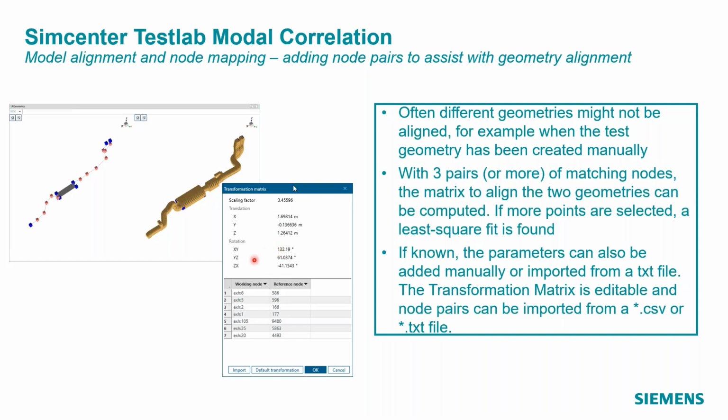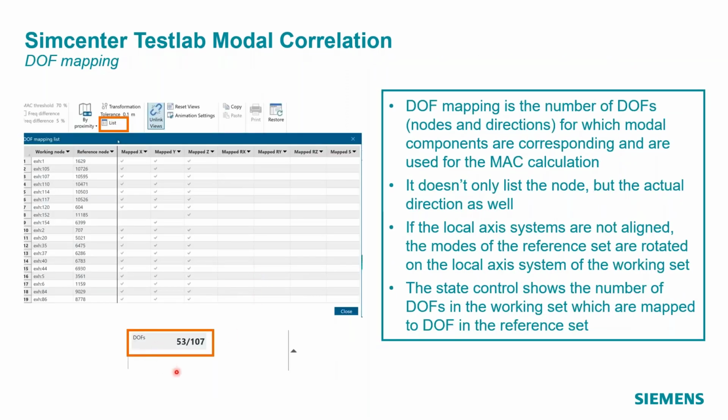So if you know, for example, this is exactly supposed to be 60 degrees, you can just type in 60 and hit OK. So all of these fields, the scaling factor, X, Y, Z translations, and the 3 rotations are editable. After you hit OK, you're going to look to see how many degrees of freedom are mapped, and then you can look at the list. And then you can see if you mapped all the degrees of freedom after that spatial orientation.